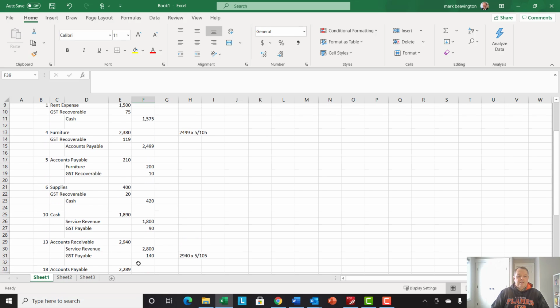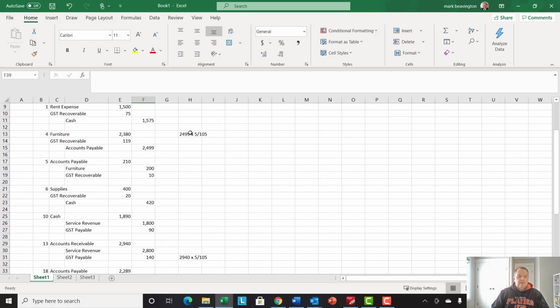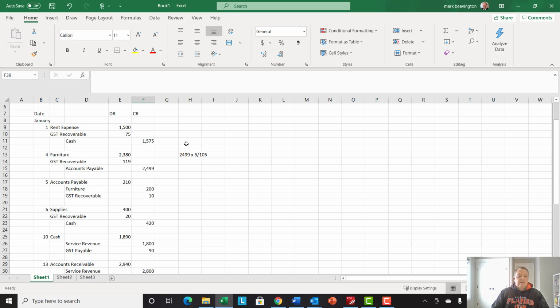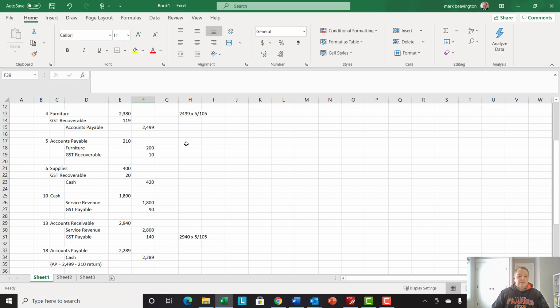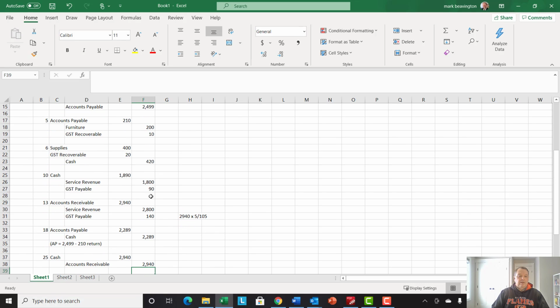People struggled in a couple of spots here. These calculations to figure out when GST was included, to figure out how much was GST. I know there were some challenges there. Make sure you understand when GST is included that you need to do the 5/105ths. Then in here we saw some challenges in terms of the revenue numbers. That's fine. Just remember, again, if GST is included, you've got to catch that.